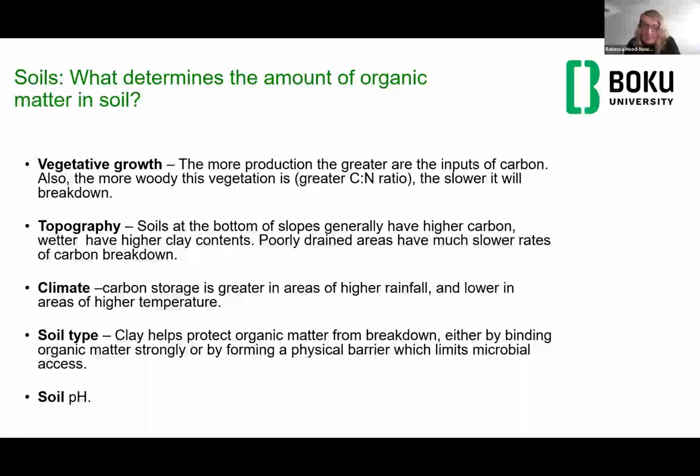Climate: in areas where the rainfall is really, really high, and in areas of lower temperature, we tend to get accumulation of carbon, even if growth isn't very high. This is because the rates of breakdown, due to things like enzymatic processes being much slower at low temperatures, are actually much slower than the rates of production. There's like a disconnect.